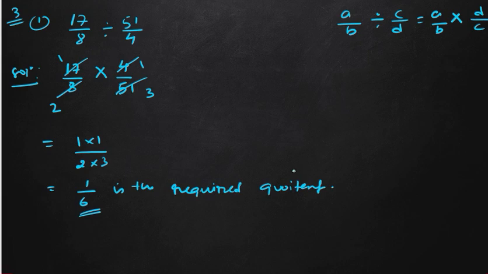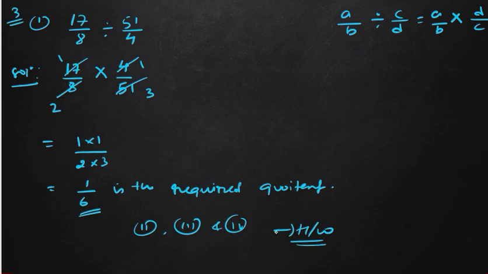Similarly, you do the others also. Questions number 2, 3 and 4 will be homework. Always remember that if a denominator is not given, then take the denominator to be 1. Okay, next, question number 4.